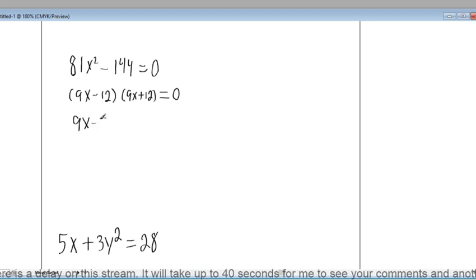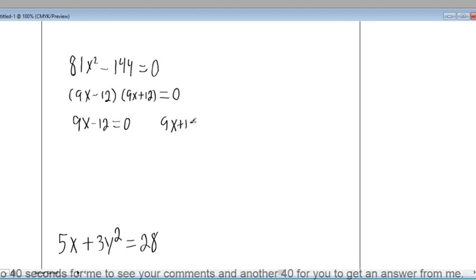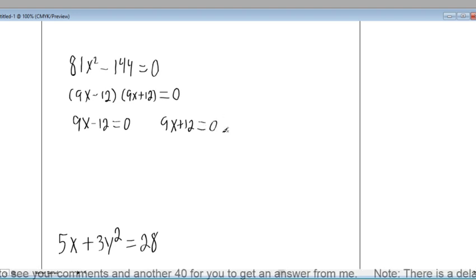9x minus 12 could be 0. 9x plus 12 could also be 0. So now we can go ahead and solve these. This is much easier to solve than what we had up here, the 81x squared minus 144. It's a lot easier to solve these broken down factored things than it is to try to solve this thing. Much smaller numbers, and we don't have squares anymore.